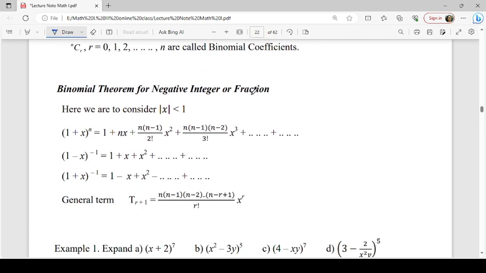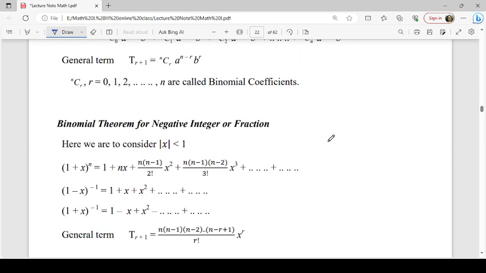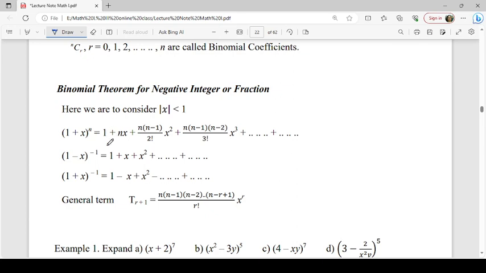Now for negative integer or fraction, we need mod of x less than 1, and the first term should be 1. So (1 + x) whole to the power n. So this is our formula. In this case, we don't write nC0, nC1, etc., but we write like this. So the first term is 1, the next term is n into x, then n into n minus 1 by 2 factorial x square. So it goes up to infinity, because it will never stop.